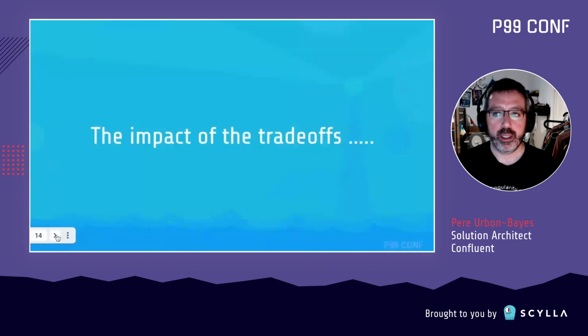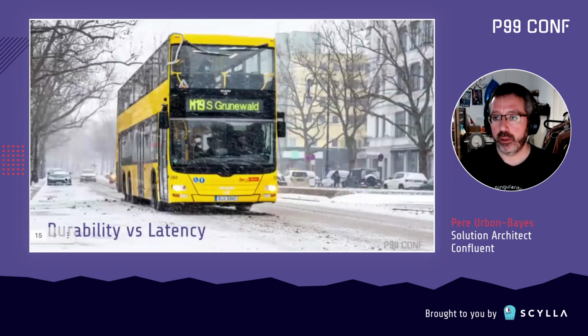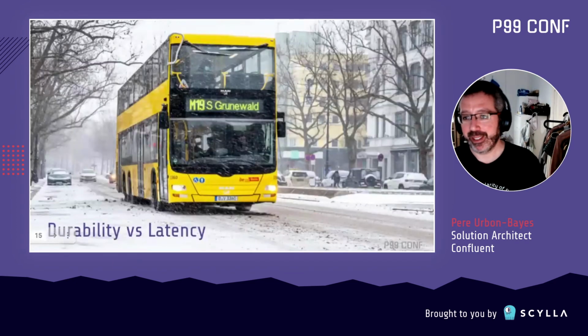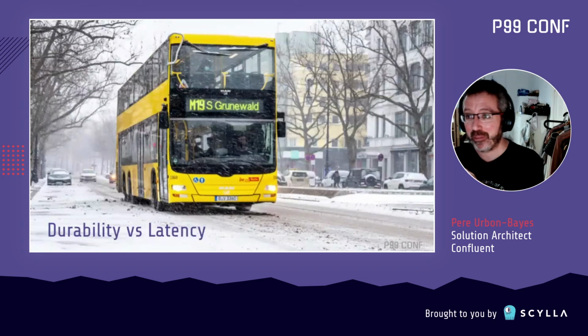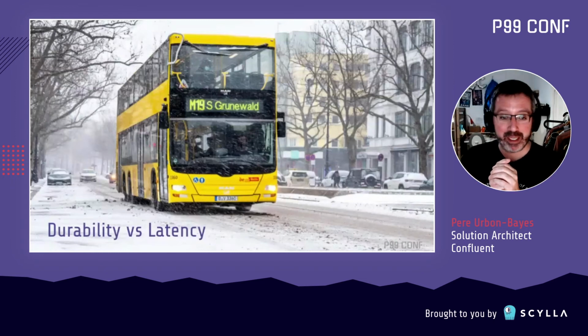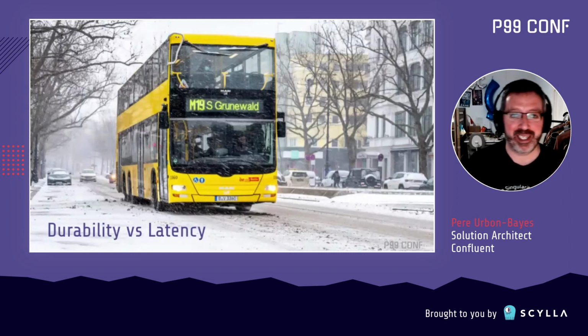Now, we spoke about everything that can happen. What is very interesting after talking about what can happen is: what can I do about it? So, durability versus latency. If you know Berlin, this is one of the biggest lines there. It's not the biggest one because it's the M29, but the M19 is quite big as well. So there is usually quite a lot of latency on this bus.